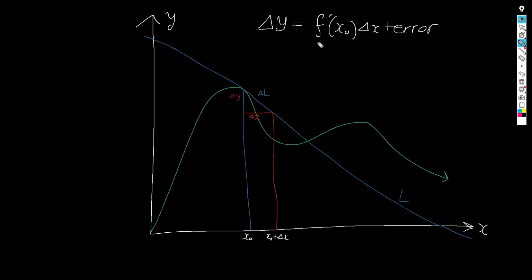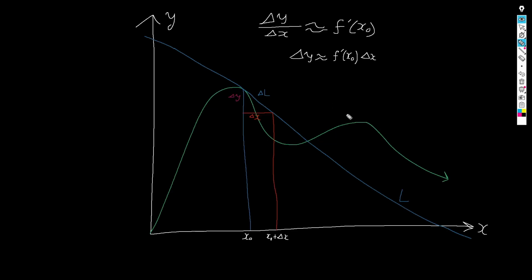So we get that delta y is f prime of x0 times delta x. And then we add in this error term because delta y is only approximately that. This is because delta x could be anything. Another way to show this is by realizing that delta y over delta x is approximately f prime of x0. So multiply both sides by delta x, we get this. And since we're dealing with finite delta y and delta x, that's why this is only approximate.